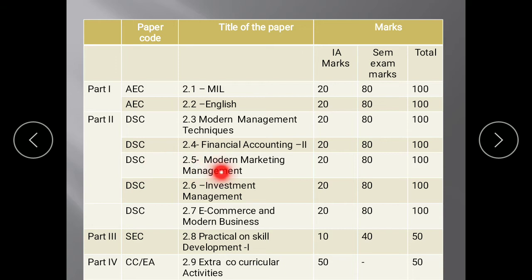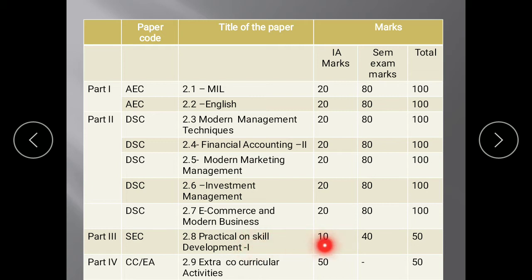The third subject is modern marketing management. It is nothing but marketing management. The next one is investment management. Along with that you have e-commerce and modern business, and all these subjects will carry the same 20 marks and 80 sem exam marks. Part 3 will consist of practical on skill development that we have already learned in our first semester. It will be having some questions and we need to solve those questions.